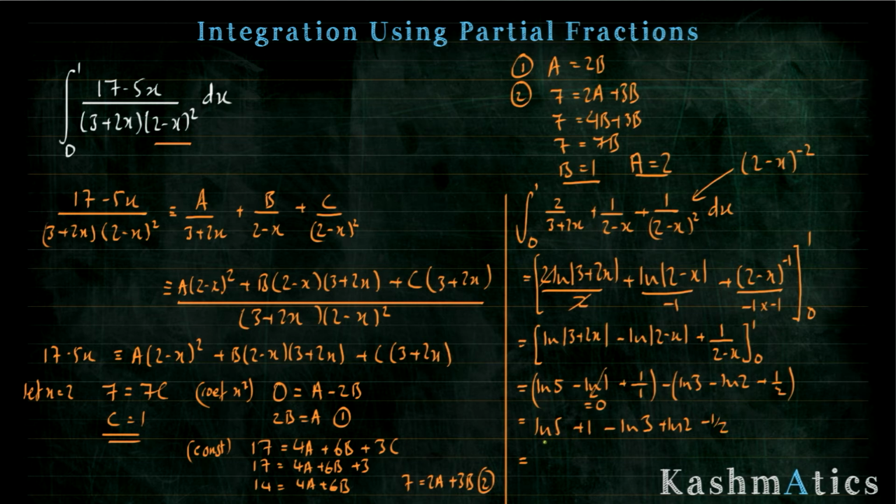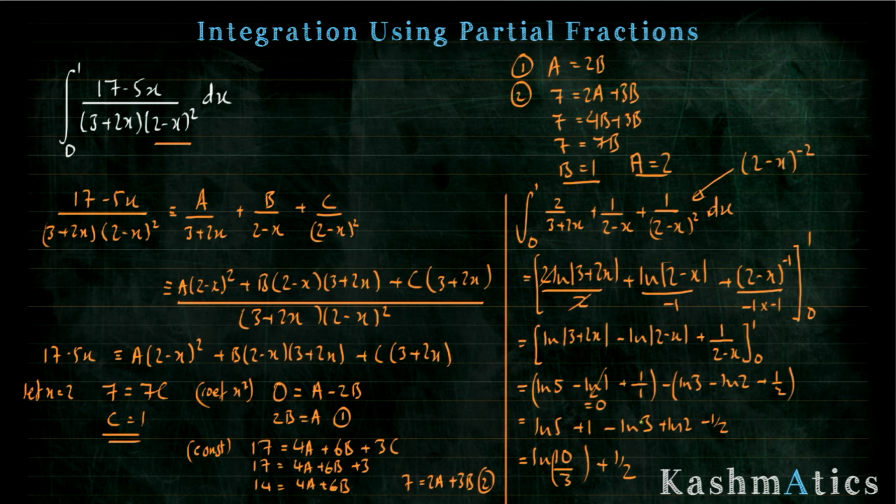Okay, and let's tidy all this up now. So let's write all the logs as a single log. You've got ln 5 plus ln 2, which is ln 10. And because I'm taking away ln 3, I can divide by 3 to get ln 10 over 3. Then I've got 1 take away a half, which is a half. So that's your final answer.